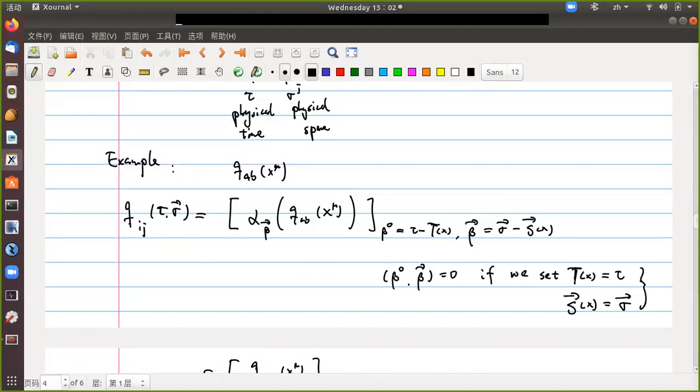It's on Q. I see. So this is a function. So q_ij(tau, sigma) are functions on phase space parameterized by tau and sigma, which means you have to put in numbers, tau equals 1, sigma equals 1, and then you get one function. And this function is gauge invariant.